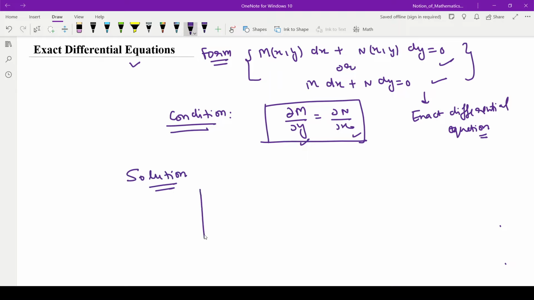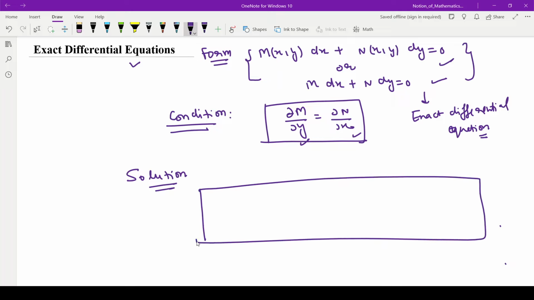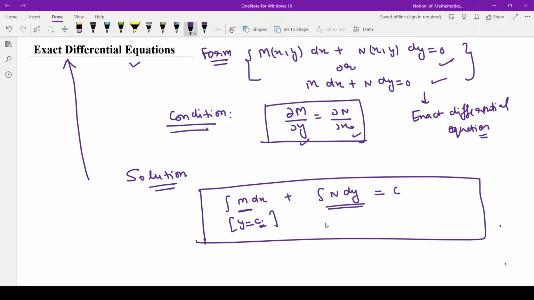What is that predefined solution? Let me write it. Its solution, and this solution is only for an exact differential equation, is integration of M dx plus integration of N dy is equal to constant, along with sub-conditions. What is the condition? For the first integration y will be treated like a constant term, and in the second integration, whatever is capital N, that should be free from variable x.